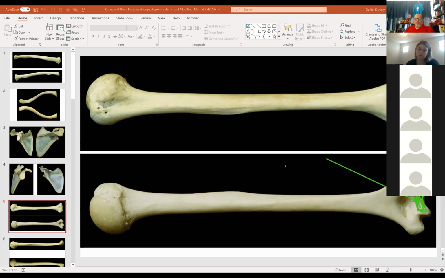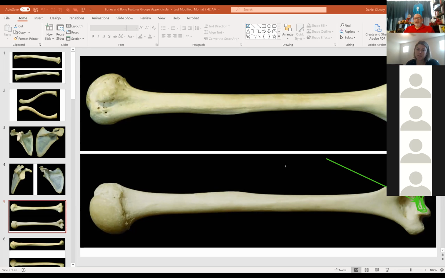But also on the exam, I could ask you to identify the bone and bone feature that articulates with this bone feature. And what bone and bone feature articulates with the trochlea of the humerus? Trochlear notch of the ulna. Perfect. The trochlear notch of the ulna.